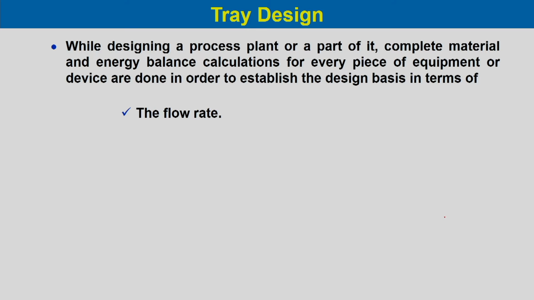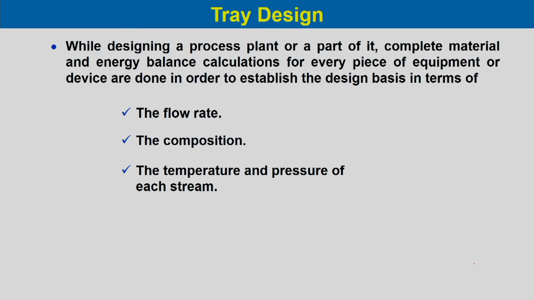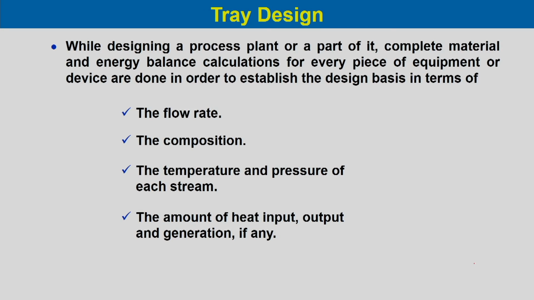One of them is that the flow rate is known to us. Then we need to know the composition of the mixture, both the liquid phase composition and the gas phase composition, and the temperature and pressure of each stream, both the gas and the liquid stream. For each stream we should know the temperature and pressure conditions, and the amount of heat input, output and generation if any, because of any chemical reactions or so. So, these parameters should be available to do the detailed material and energy balance for a particular process plant.